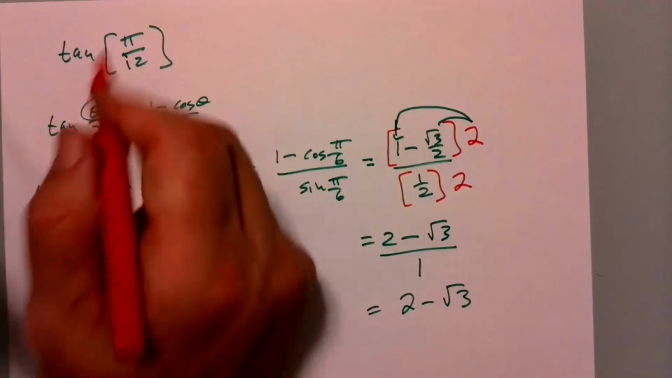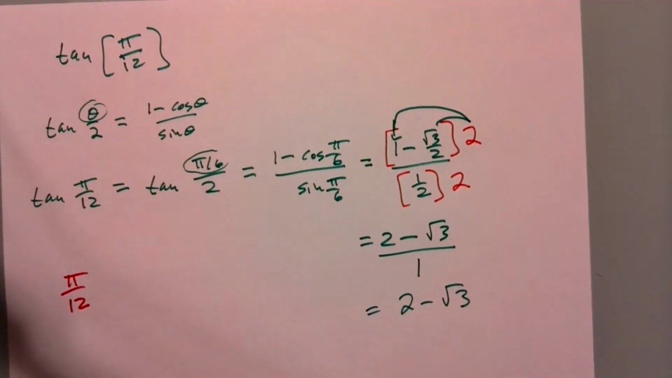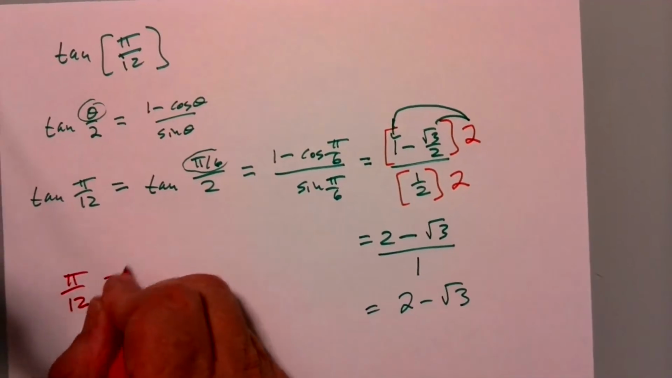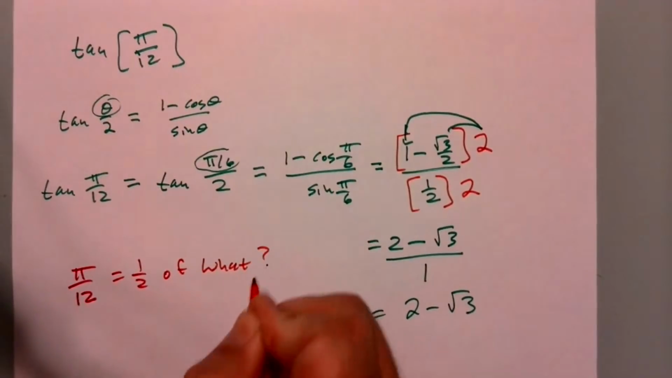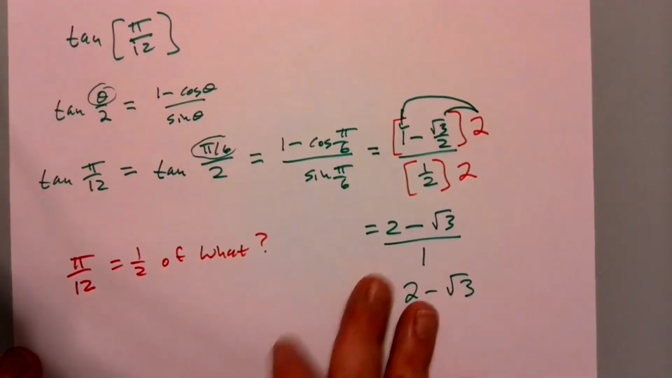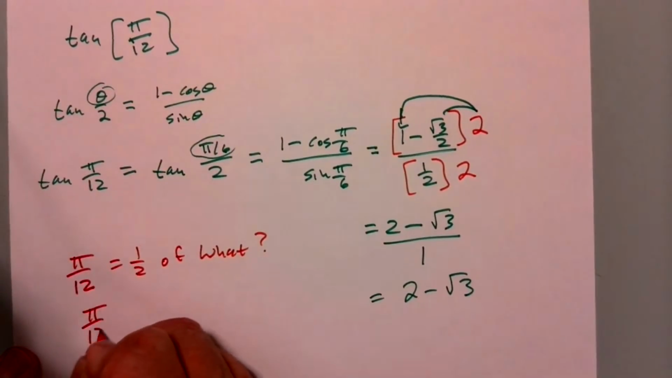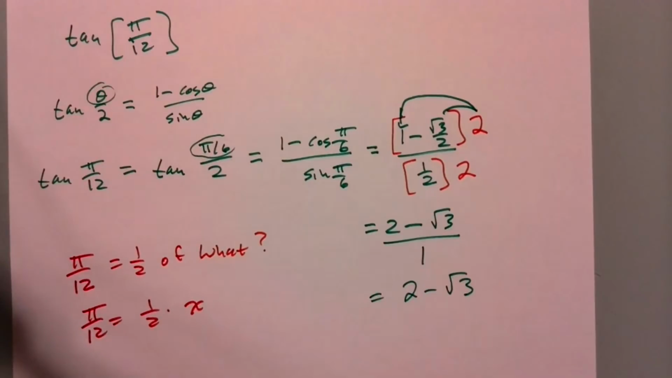So the question is pi over 12. And this is what I'm thinking. I'm thinking I want to use a half angle. I might have done subtraction, but I want to say pi over 12 is half of what? That's what I'm thinking about, because I'm thinking that the pi over 12 is going to give us a half angle argument. So if I rewrite that as an algebra question, I could say pi over 12 is 1/2 times x. At this point, I have to multiply both sides by 2 to solve for x.